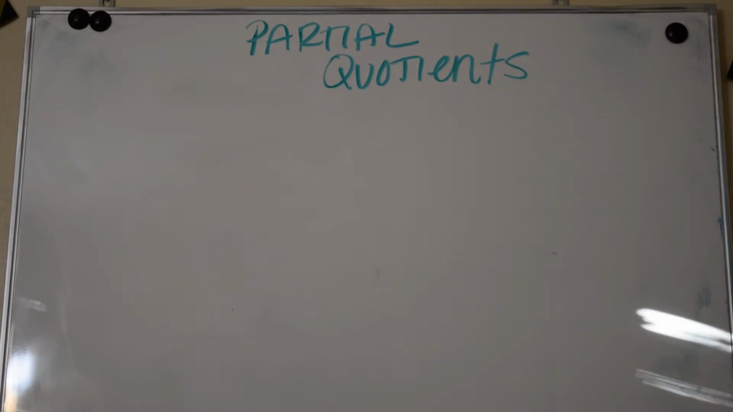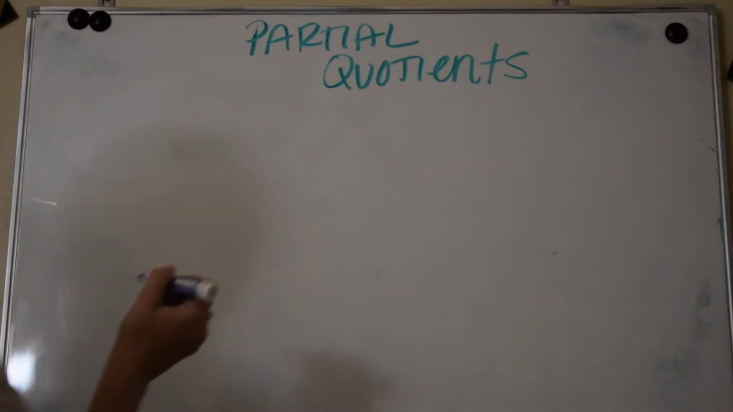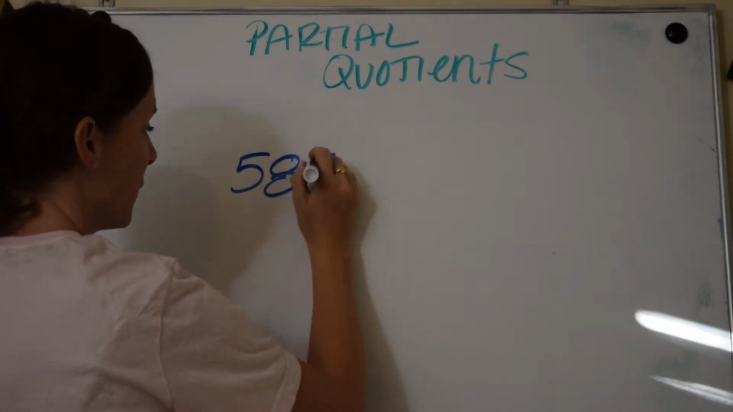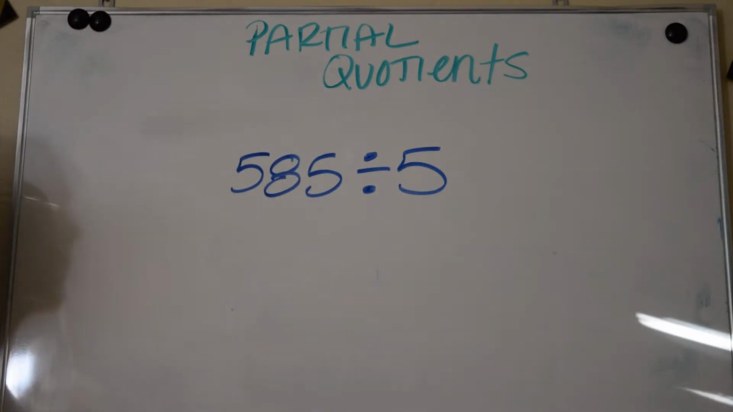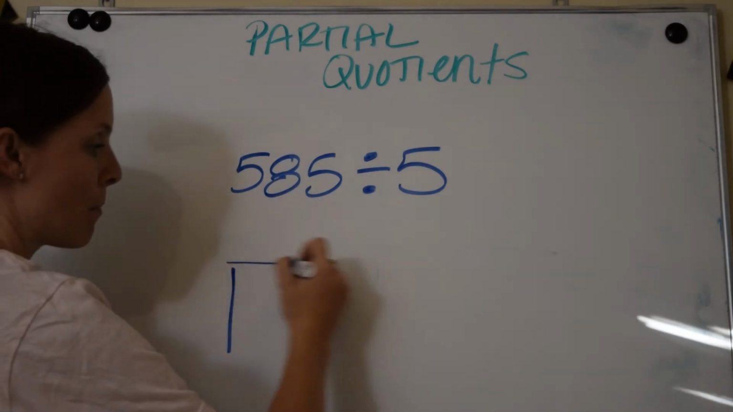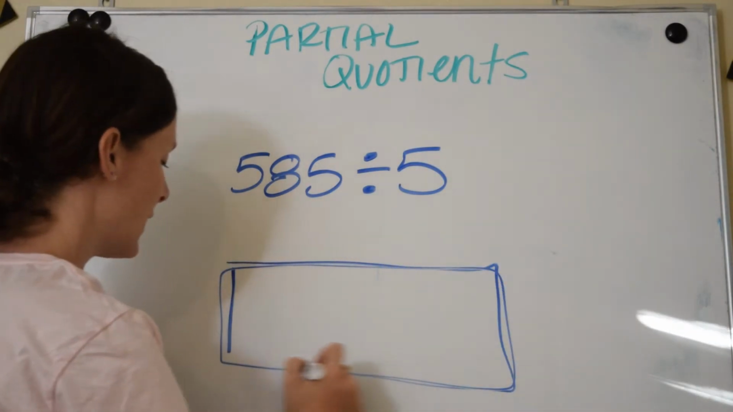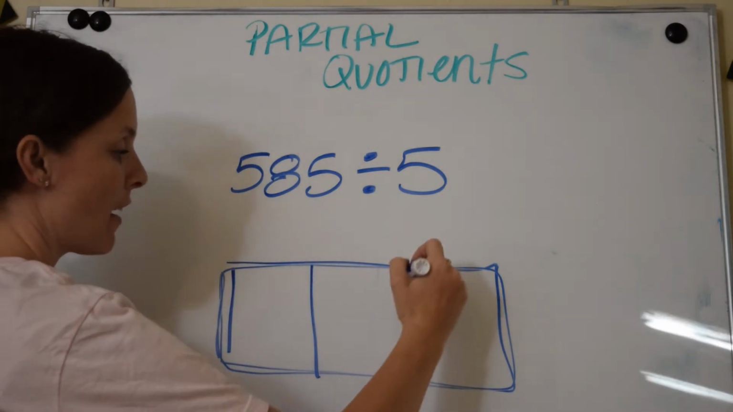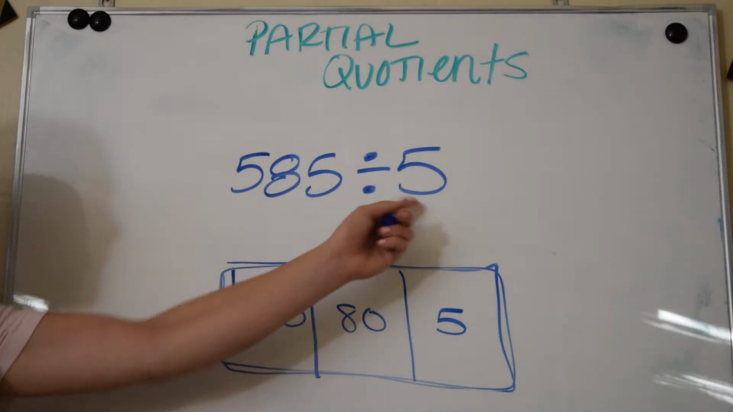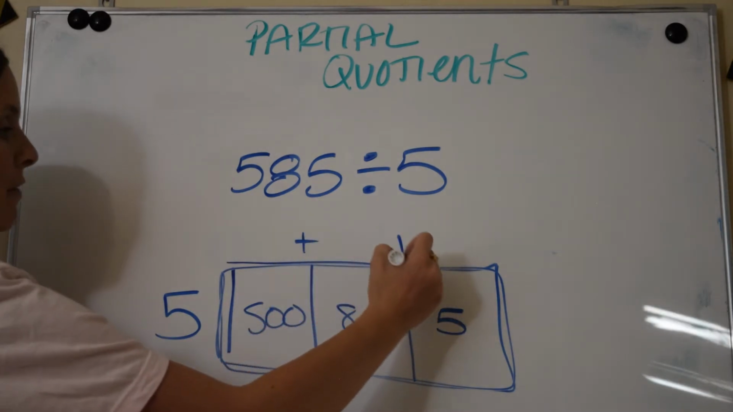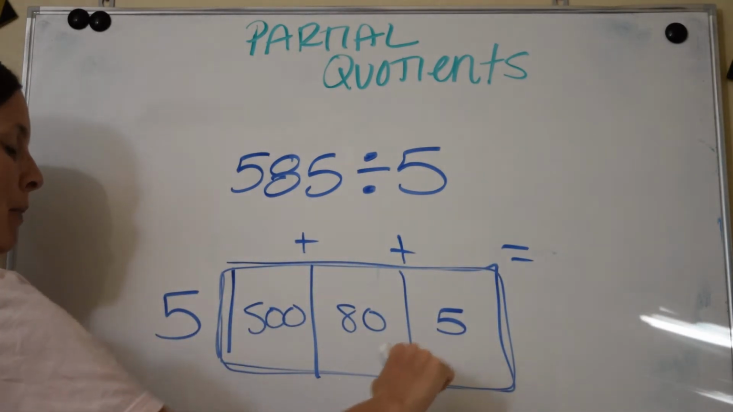Let's say, what if we had 585 divided by 5? You might think, wow, that's a big number, I'm not sure. Well, let's go ahead and break it up. So remember, when we're doing quotients, when we're dividing, you break up the 585 inside the box. So we have 585. The 5 is the divisor, it still goes out here, and now we're trying to find our answer by dividing each of these separately.